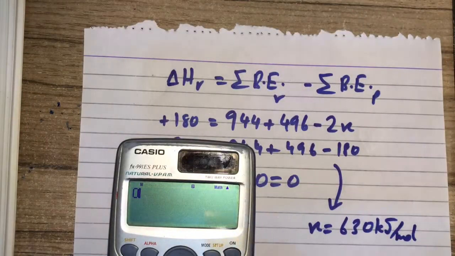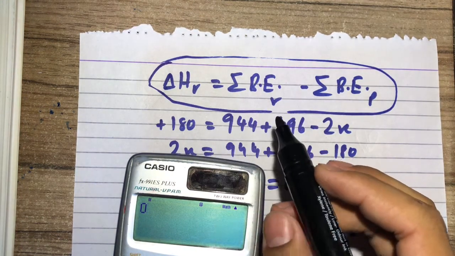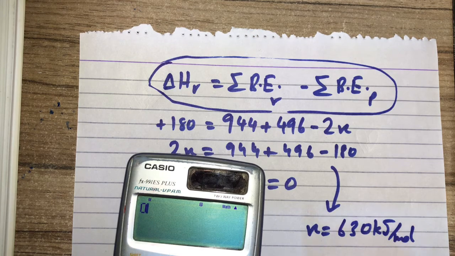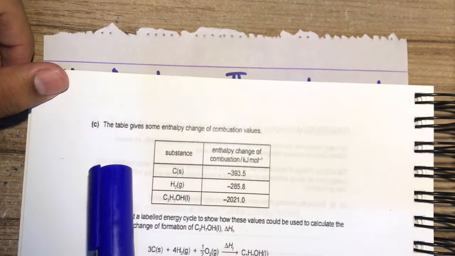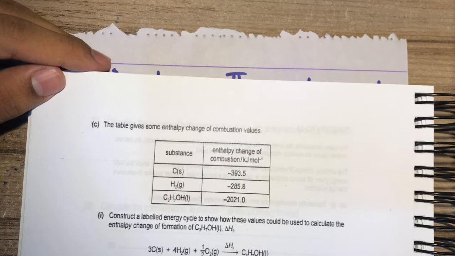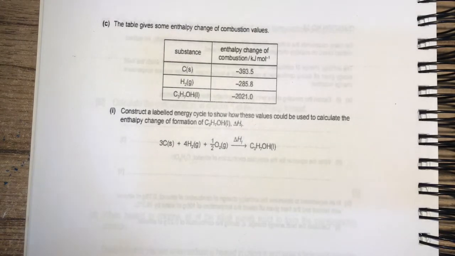So in this formula, we have to use this formula when bond enthalpies are mentioned, and any one of the values could be a variable, and you have to find that. Next is Hess's law thermochemical cycle. Over here, this is the last type of numerical in chemical energetics. Over here, we either use the standard enthalpy change of formation, or the standard enthalpy change of combustion to find the different enthalpy changes of reactions. So I'll take an example from the past papers and then I'll explain. So over here in this question, the table gives some enthalpy change of combustion values. Construct an energy cycle to show how these values could be used to calculate the enthalpy change of formation for this molecule.